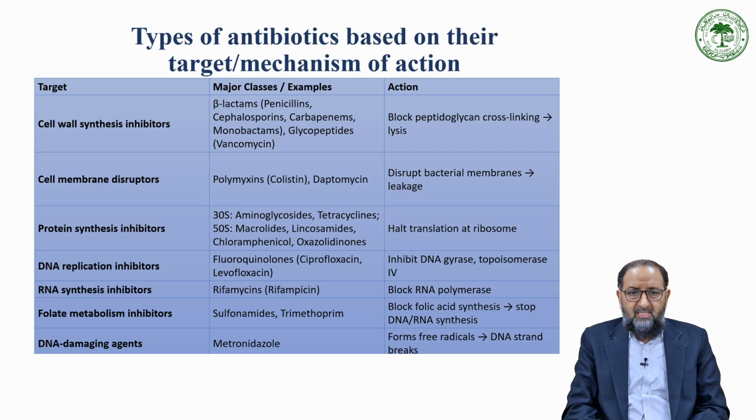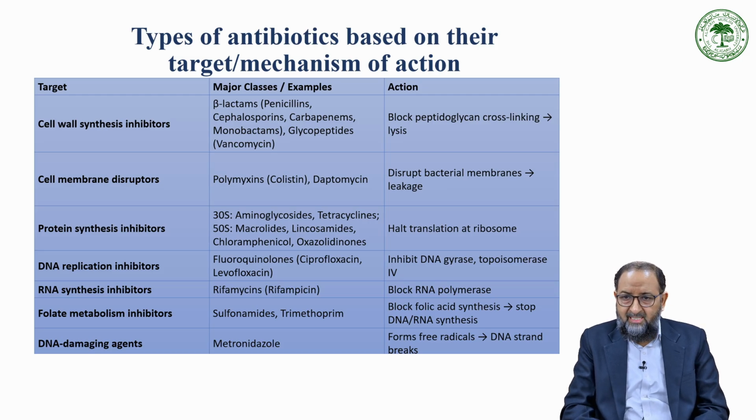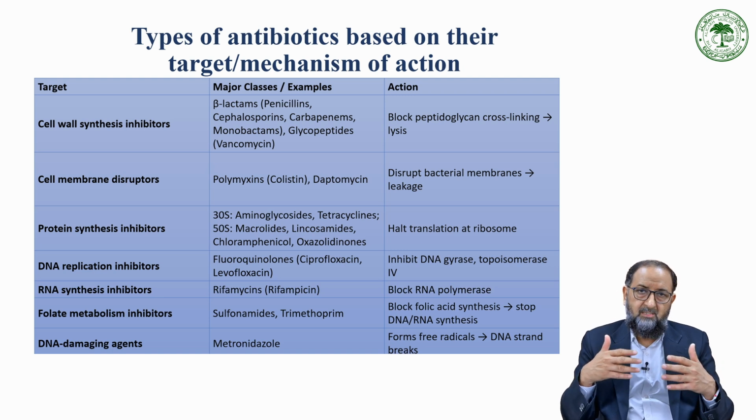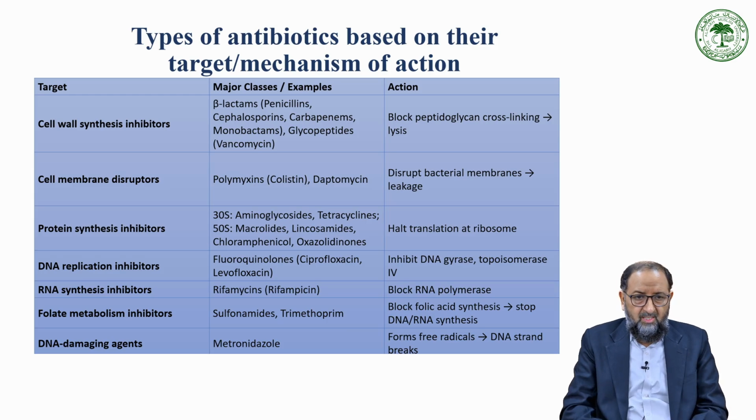Some of the antibiotics, like fluoroquinolones, ciprofloxacin, levofloxacin, act on DNA replication. So they are called DNA replication inhibitors. For example, they inhibit DNA gyrase and topoisomerase. These are the enzymes involved in DNA synthesis during DNA replication, and they can be targeted by these antibiotics.